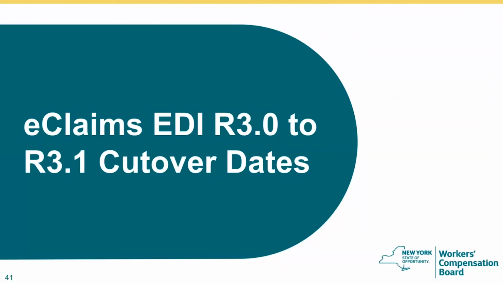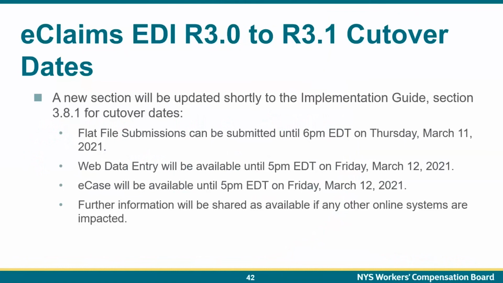I also wanted to go over the last webinar. We had some questions about dates on when we would start turning off 3.0 as we convert to 3.1. Since then, we've gotten some of those dates firmed up. So we added a new section, or will be adding a new section to the implementation guide. It will be published shortly, as Mary Beth mentioned earlier. So section 3.81 will state that flat file submissions will be accepted until 6 p.m. Eastern Standard Time on Thursday, March 11, 2021.